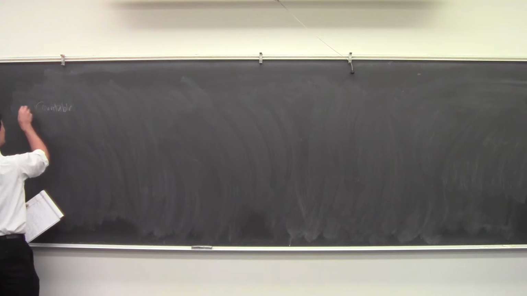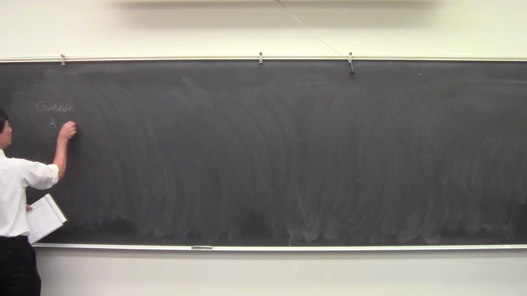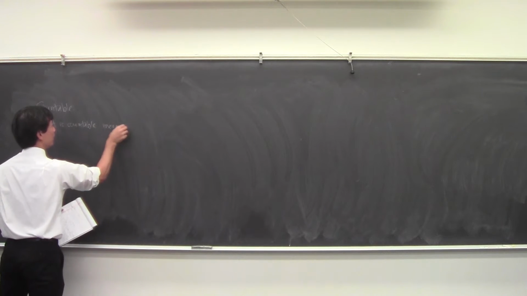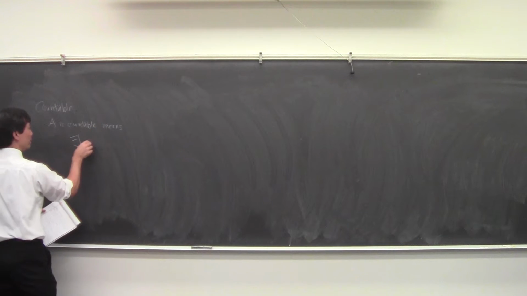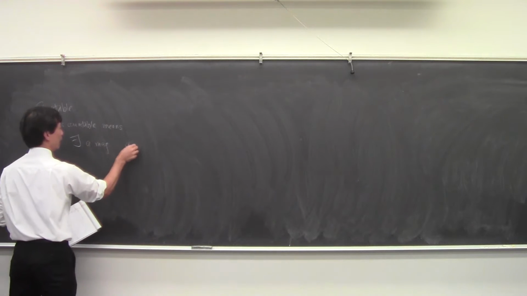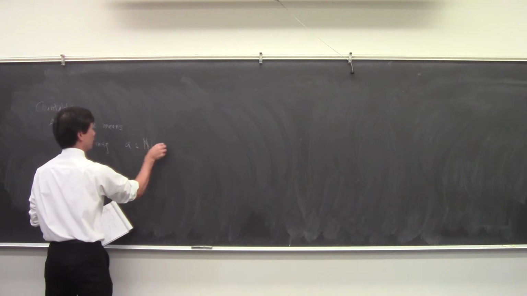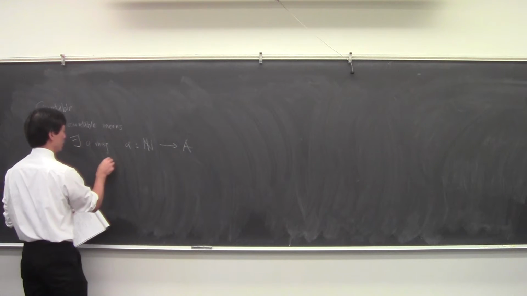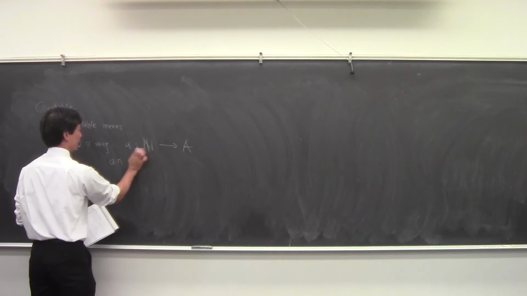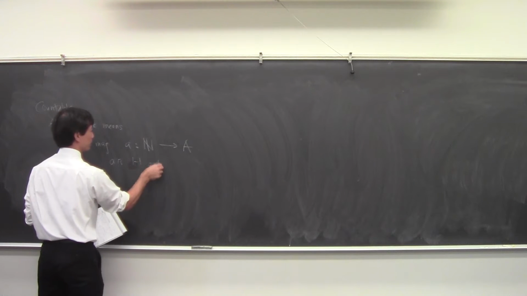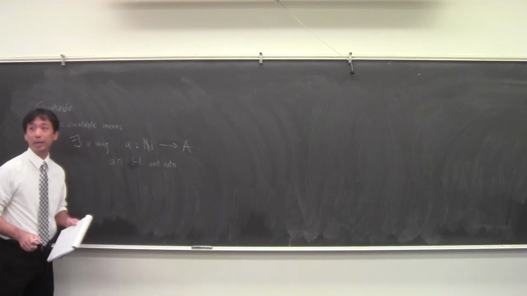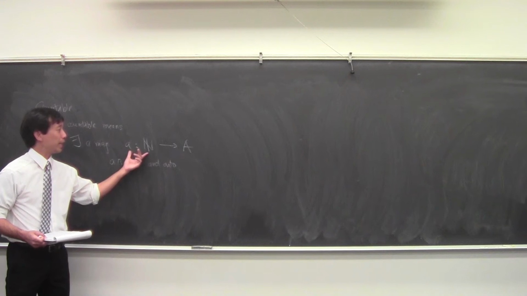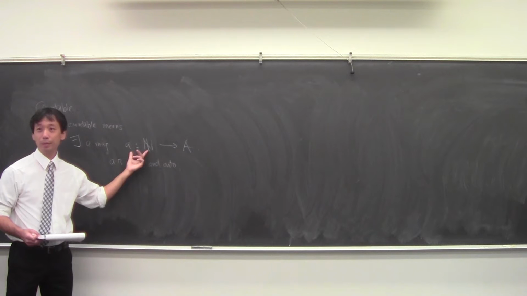So A is countable means that there exists a map from the natural numbers to A, and this map is one to one and onto, right? In other words, it's the same thing as saying that there exists a sequence.